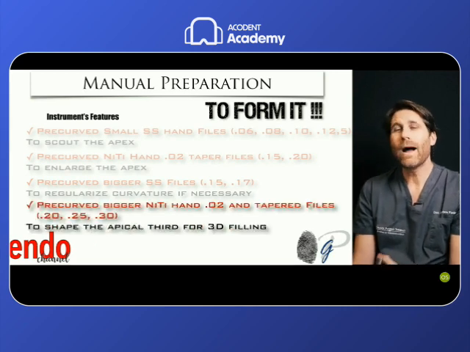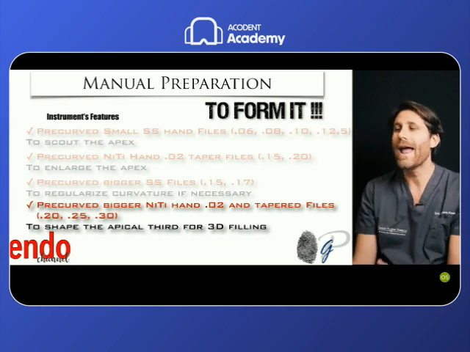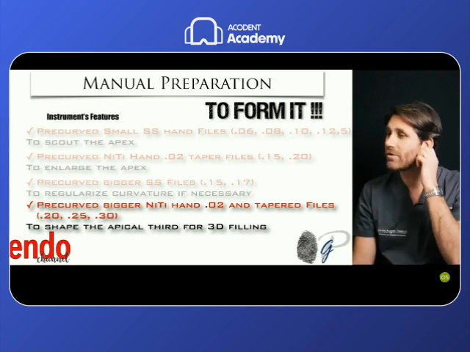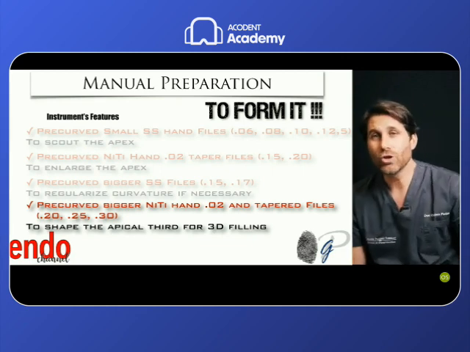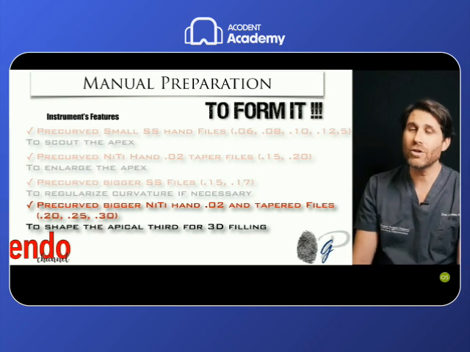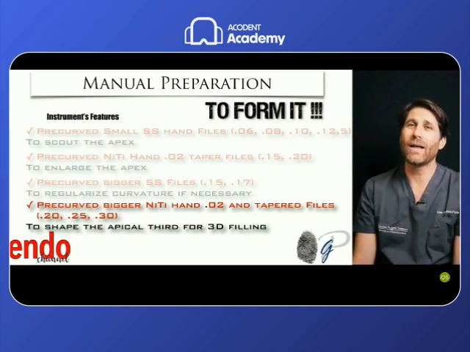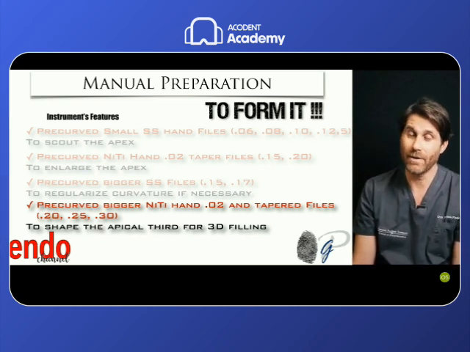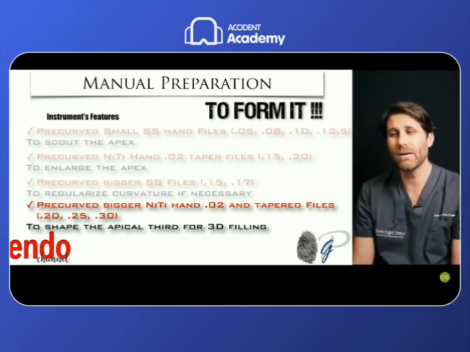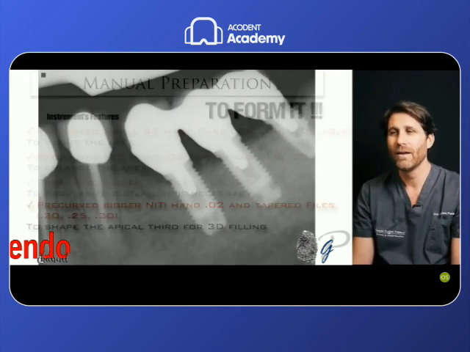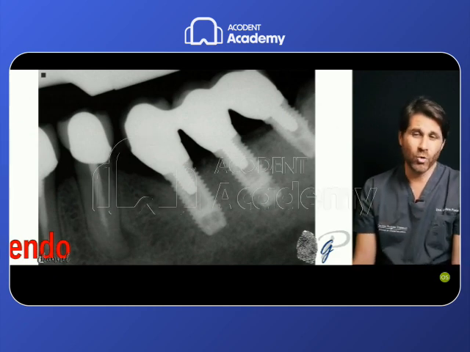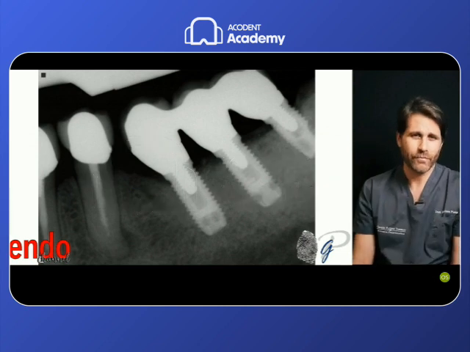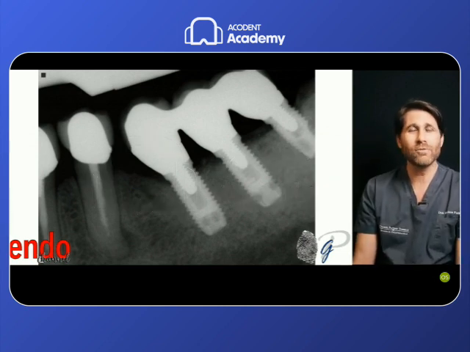And then I like to use precurved bigger nickel titanium hand files, .02 taper, and tapered 20, 25, and 30 to complete the root canal preparation apically to the impediment, to shape the apical third to dimensions that are more anatomically guided to the size of the apical foramen, and with a taper that permits us a three-dimensional filling. This is the technique that we have always used for ledges, to go over the ledges, but it can be used the same way to scout the apical third.